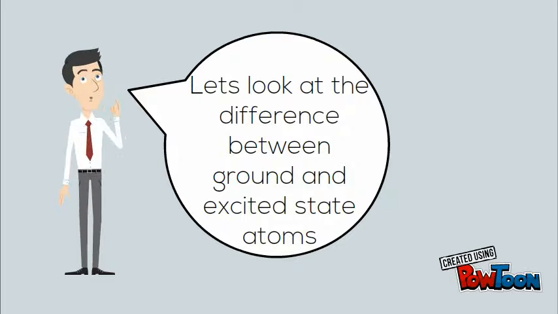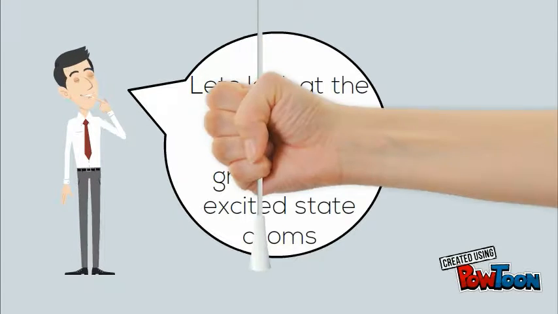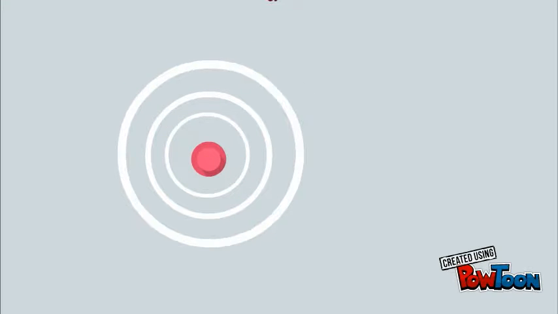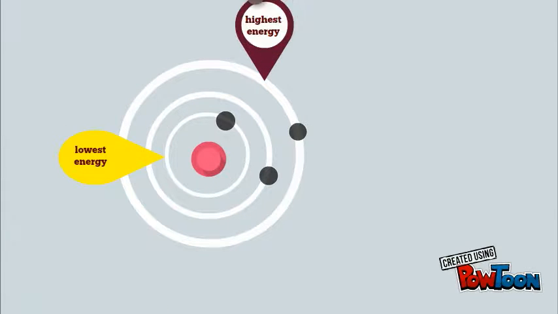Let's look at the difference between ground and excited state atoms. We have our atom here, and this is the first, the second, and the third energy level. Let's say we put an electron on each one of those energy levels. The electron on the first energy level closest to the nucleus is going to have the lowest energy, and the one furthest from the nucleus is going to have the highest energy.